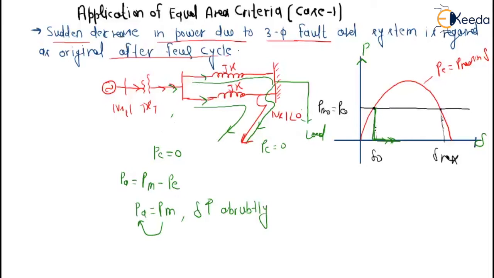So what will happen? Let us assume the system is regained as original after a few cycles. When the system is regained as original after a few cycles, see carefully guys, instantly the system will be regained and this P will start transferring. When P starts transferring, it goes directly to this value. Let us assume this is delta 1. This is a straight line basically, do not confuse. And what do you think, at this point will delta become stable? No, it will have inertial force which can take it further like this.